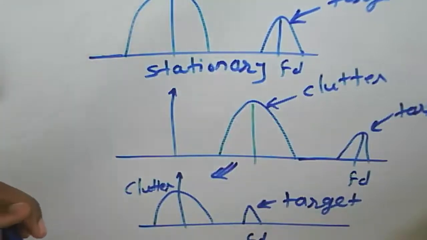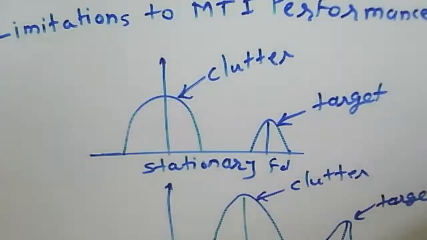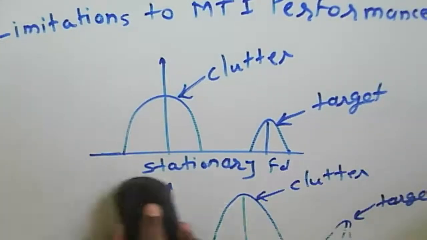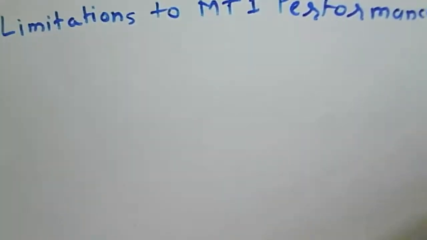Once we observe the target, there are some limitations for the performance of a radar that we would consider. So how to improve the signal to noise ratio? Instead of that, we say the signal to clutter ratio will be improved, and what factors will affect it.